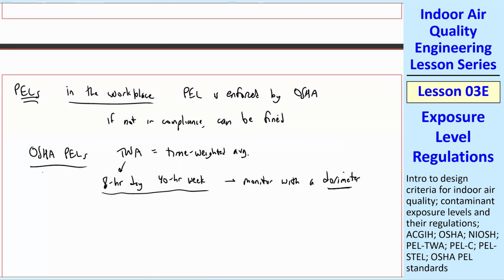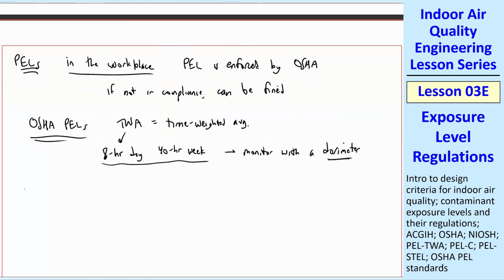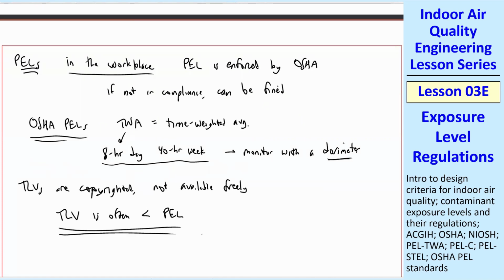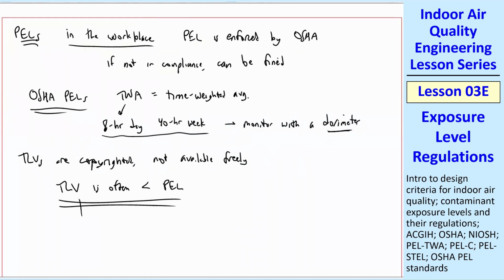As I mentioned, these OSHA PELs are available for free. The TLVs are copyrighted, not available freely. And in general, TLV is often less than the PEL. Now, why would that be? Well, this agency that's doing the TLVs, the ACGIH, they're doing their own testing and they do it quickly. And so what you'll often find is the TLV might be lowered because they say this chemical is nastier than we thought. So we're going to lower the TLV. We're saying the threshold should be lower. In other words, it's a more hazardous chemical than we thought. Usually several years later, the PEL might change to match the TLV, but sometimes it doesn't.